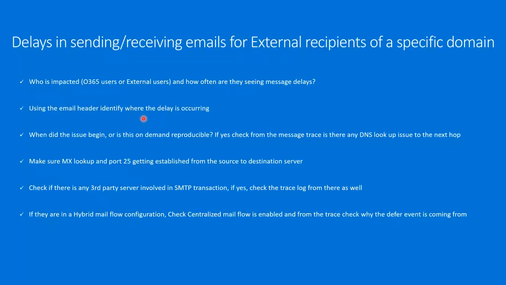How to validate delays in sending or receiving emails. Now it depends upon who is impacted. Is it an Office 365 user who is seeing delays in receiving emails, or the external users who are facing issues in receiving the emails in a delayed format? As I showed you, the end-to-end latency in the message headers will give you information on how long it took for the email to be in transit.